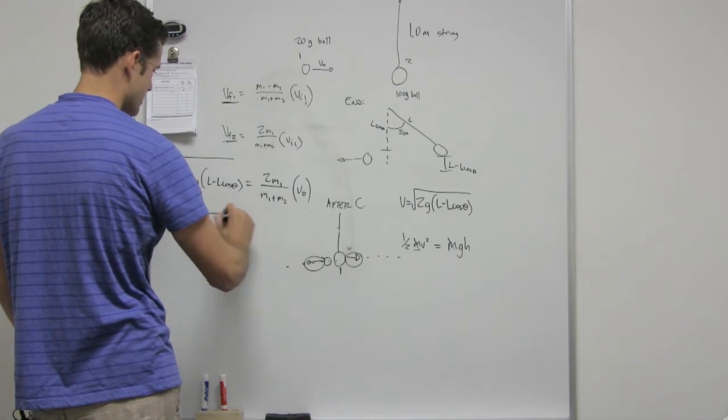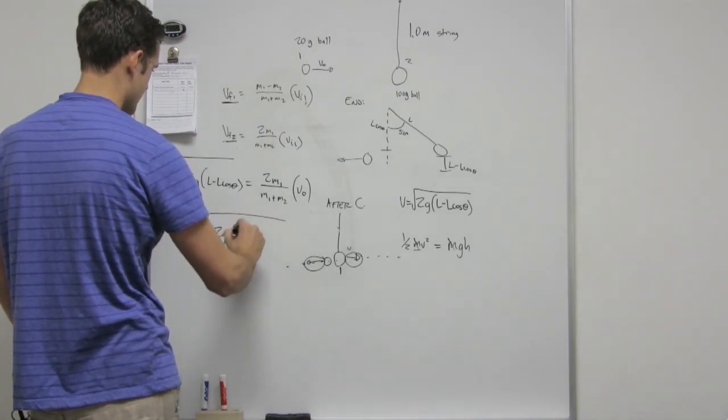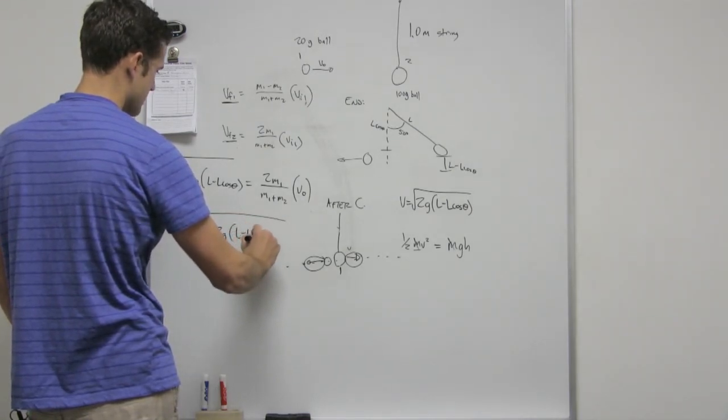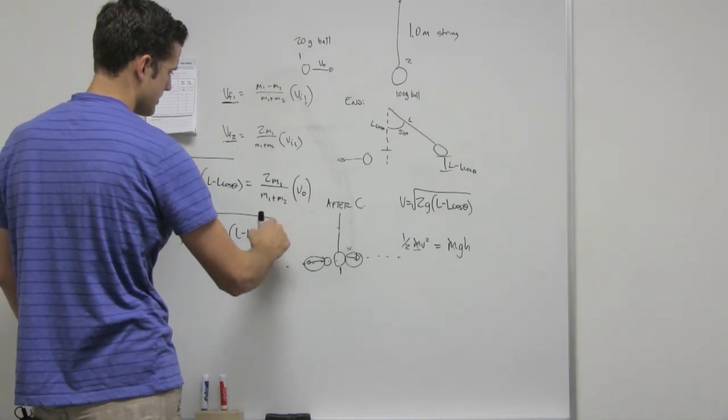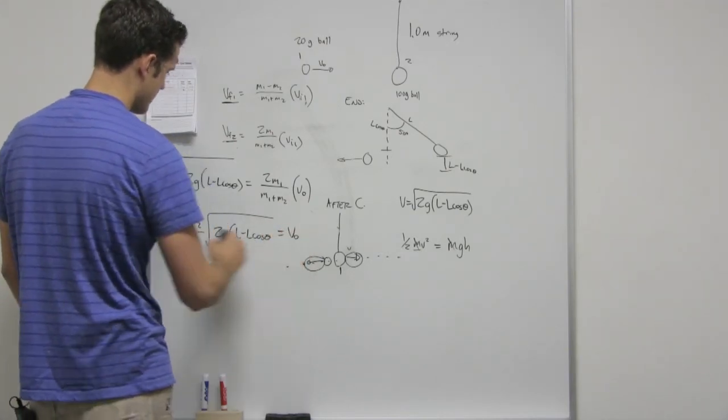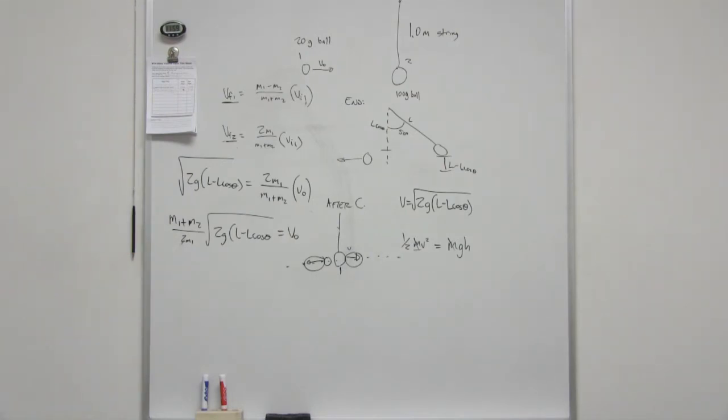Yep. And then you kind of invert that. You just multiply the reciprocal. It'll have m1 plus m2 over 2m1 times the square root of that. That's your velocity.